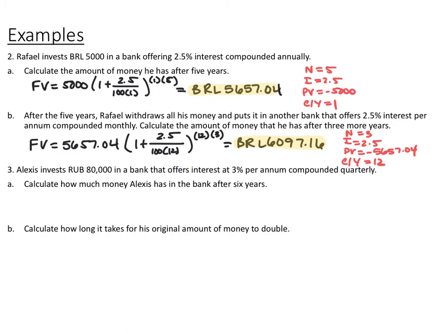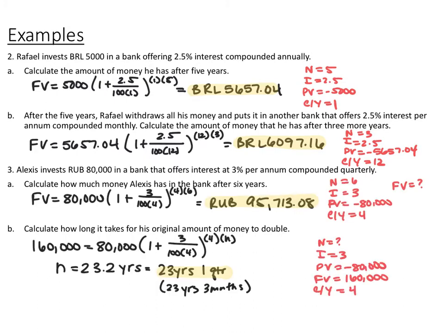So for the next example, Alexis invests 80,000 Russian rubles in a bank that offers interest at 3% per annum compounded quarterly. We want to calculate how much money Alexis has in the bank after 6 years, and then calculate how long it takes for his original amount of money to double. So go ahead and pause the video and try number 3.